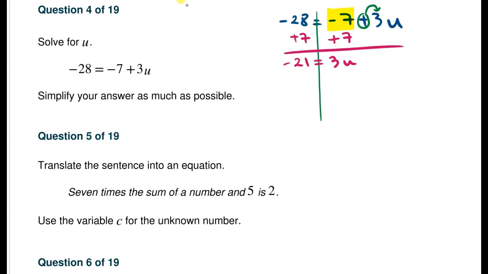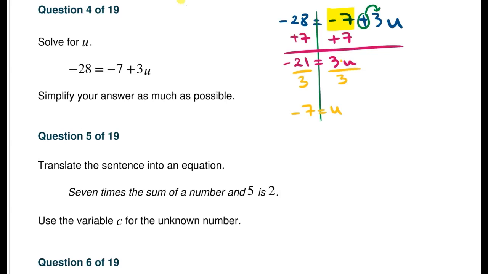Then now we want to get rid of 3 so that u is by itself. 3 and u are multiplied, so what we're going to do is divide by 3 on both sides. So that will give us negative 7 equal to u. Alright, and the 3s cancel each other out.